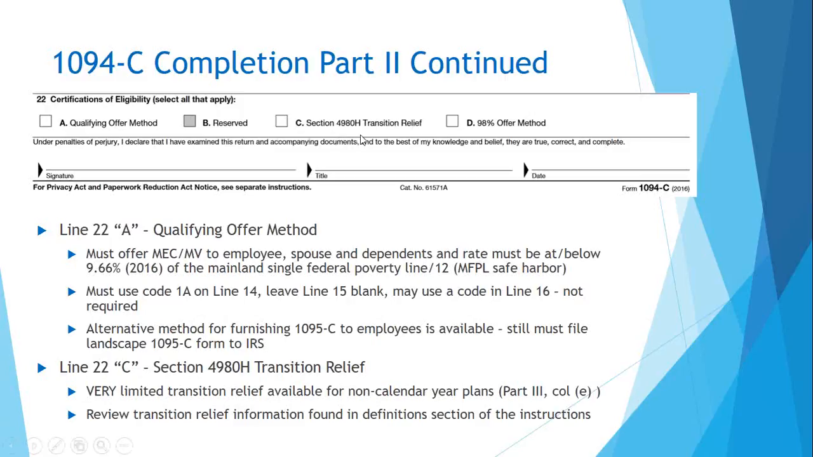This box C here, Section 4980H transition relief, is still available for 2016 in very limited cases. The information is in the instructions. The IRS has done a decent job of going into it in detail in the instructions for 2016 as to what qualifies and how you go about figuring out if you are eligible for the transition relief. I'm not going to dig into it as it would increase the amount of this webinar probably twofold.